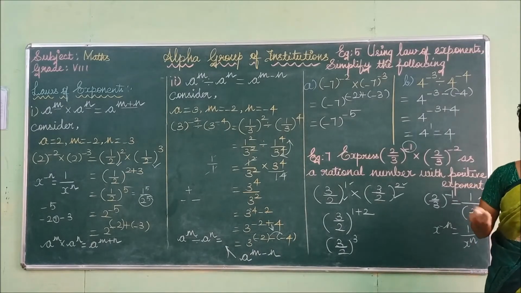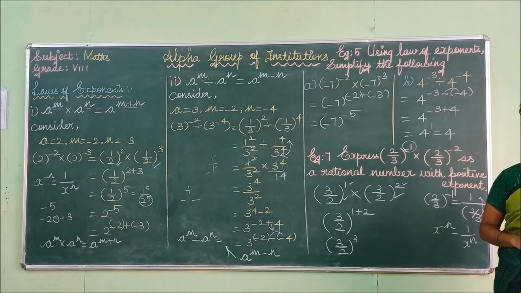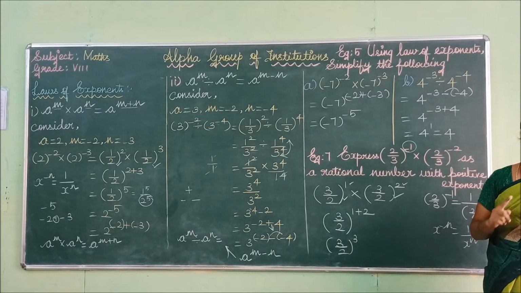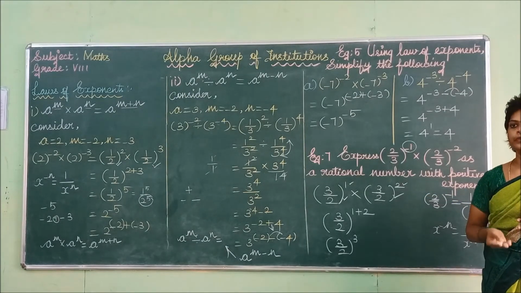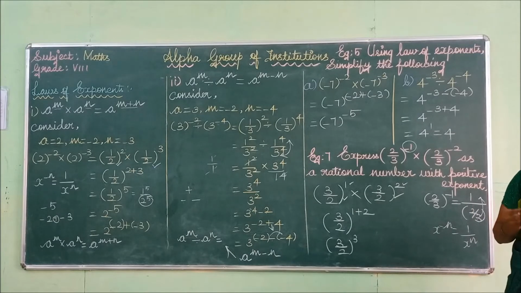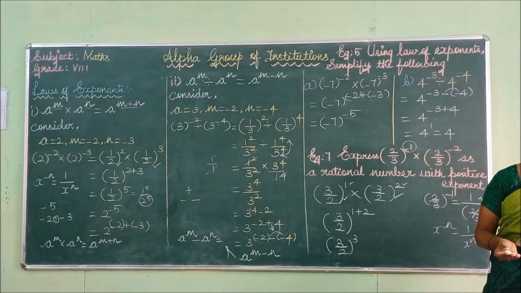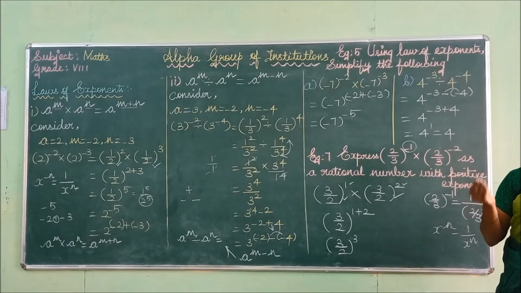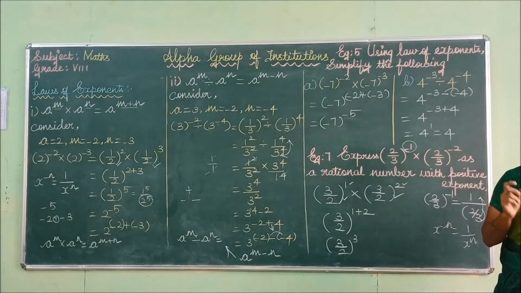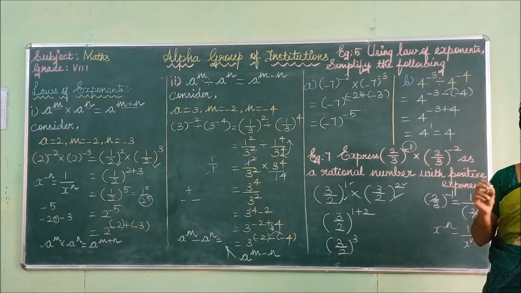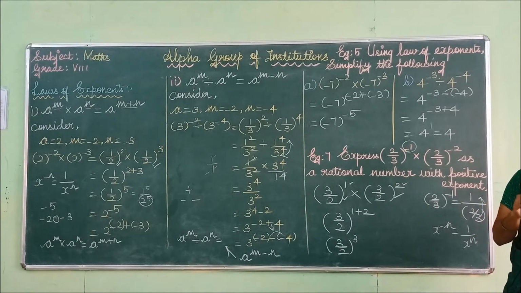Till now we have seen the exponents, multiplicative inverse, negative exponent, and the last two laws. What are the laws? A power m into a power n is equal to a power m plus n. It means both the bases are the same, so you can add the powers. The second law is a power m divided by a power n. The bases are the same, and if it is a division operation, you subtract the powers, that is a power m minus n. Children, do the sums regularly.